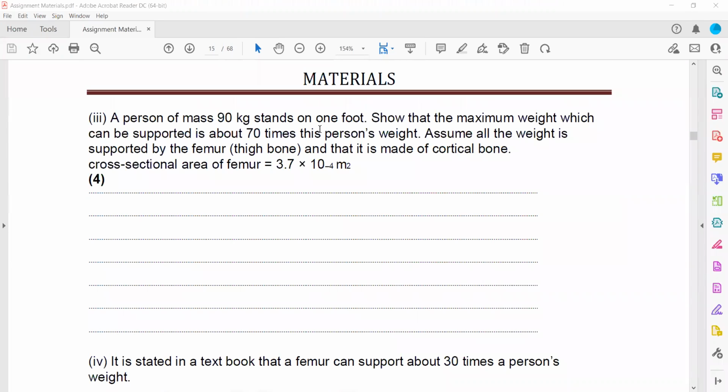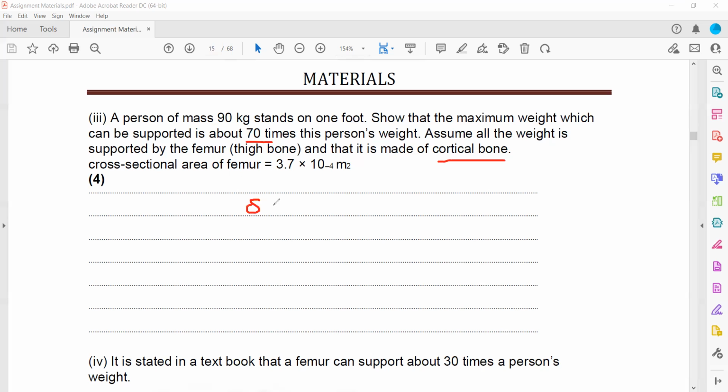A person of mass 90 kilograms stands on one foot. Show that the maximum weight which can be supported is about 70 times the weight of the person. Assume that all the weight is supported by the femur, the thigh bone, and that it is made from cortical bone. So basically we have to find the maximum force which is applied on the cortical bone from this person, and then we'll compare with its weight.